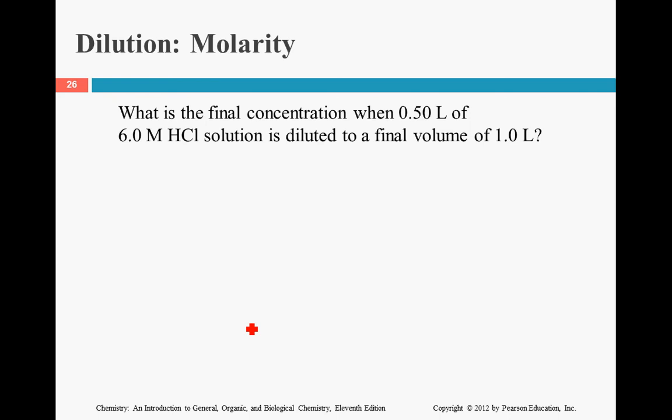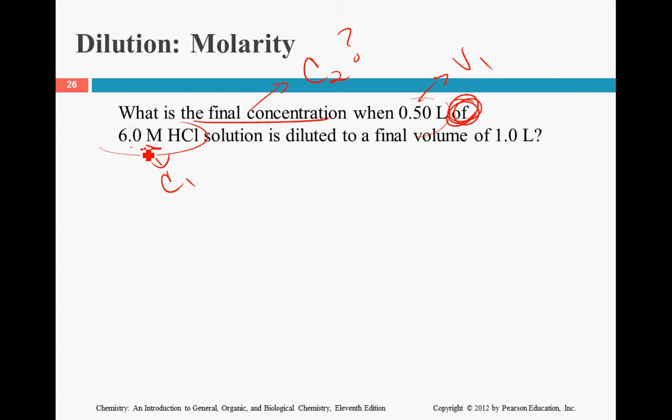What is the final concentration? So we are looking for C2. That is our question. When 0.5 liters of 6 molar HCl, that is our V1, that is our C1. You have to be very careful of which variable goes with what numbers. Notice this "of" in there. That links these two things together. So that means that that 0.5 and that 6.0 have to be on the same side of the equation.